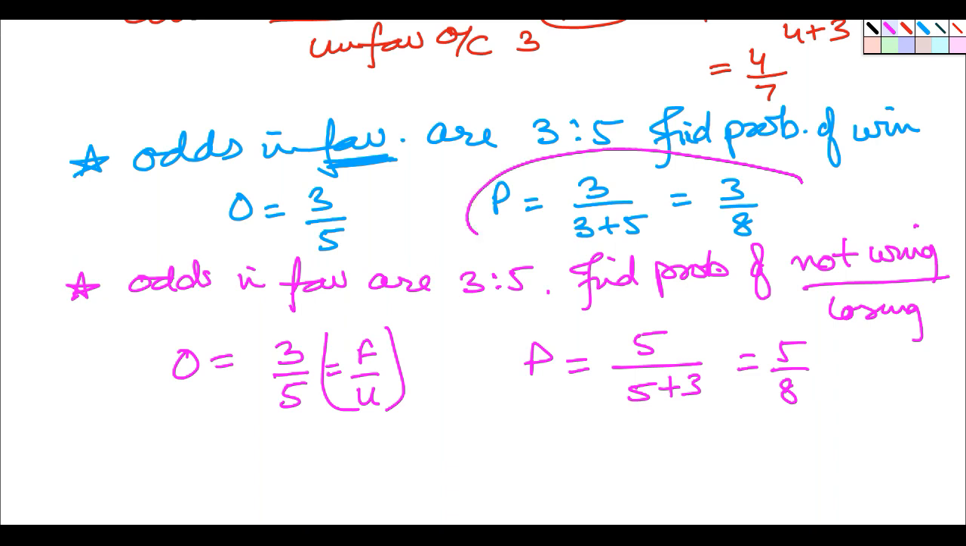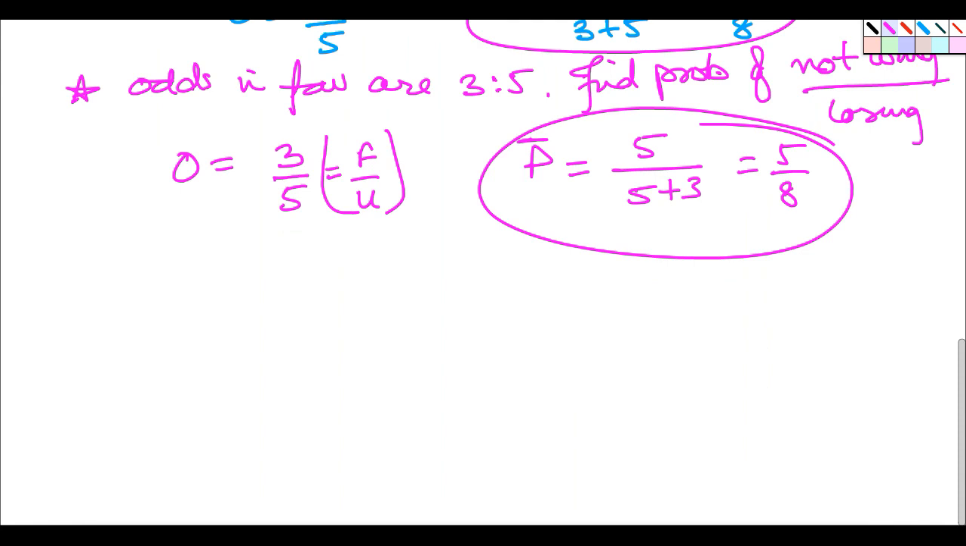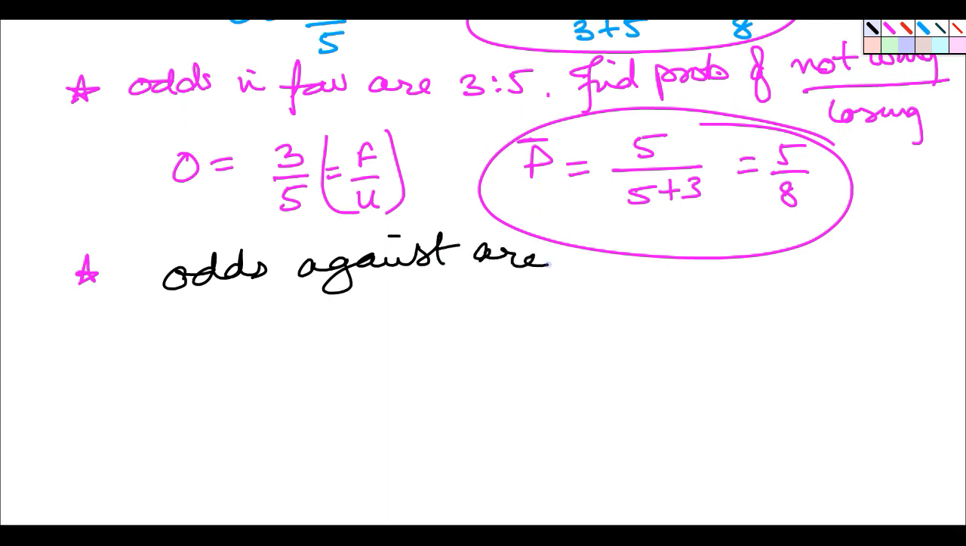Now if we have a look at these two, probability of winning is 3 by 8, which obviously means probability of not winning is 5 by 8. So odds can be expressed in either way, favorable or unfavorable, and probability can be converted into favorable or unfavorable. Let us say we have another question where it says odds against are 2:3. What is probability of winning?